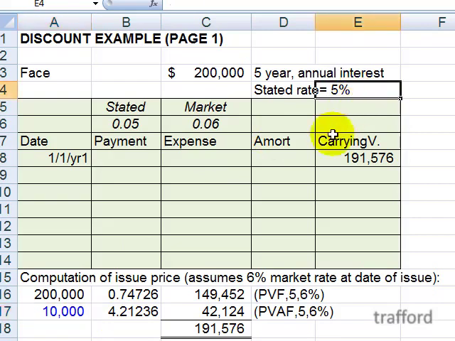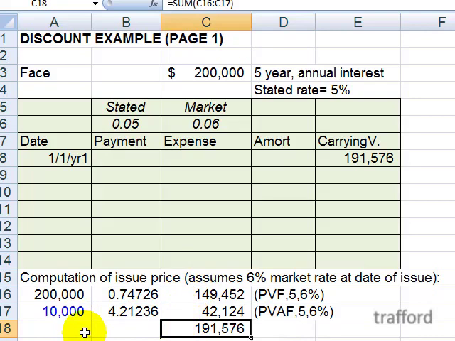So once again, it's the stated rate of interest, 5%, times face value of the bond, or $10,000 each year for 5 years. So we want to know what's that worth today. Well, we multiply the annuity amount, 10,000, times the present value of an annuity factor for 5 years, and again, make sure you're using the market rate of interest there, 6%.